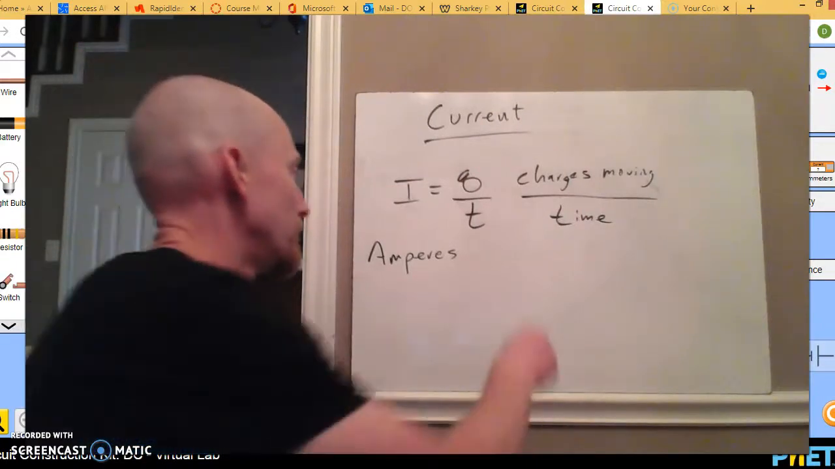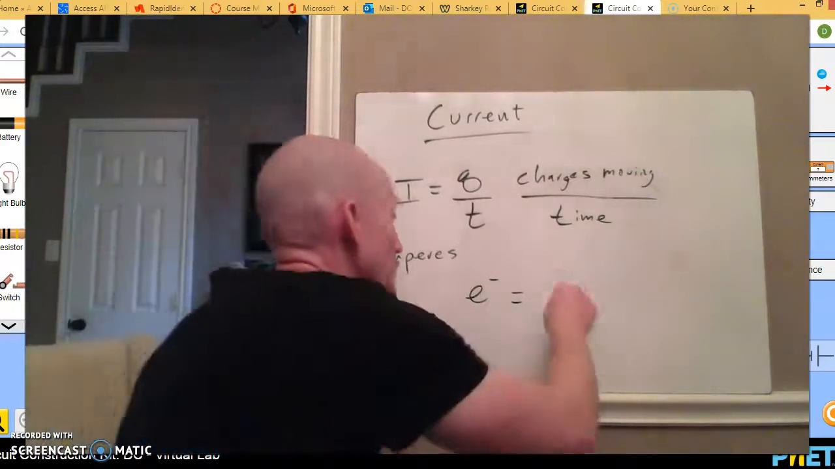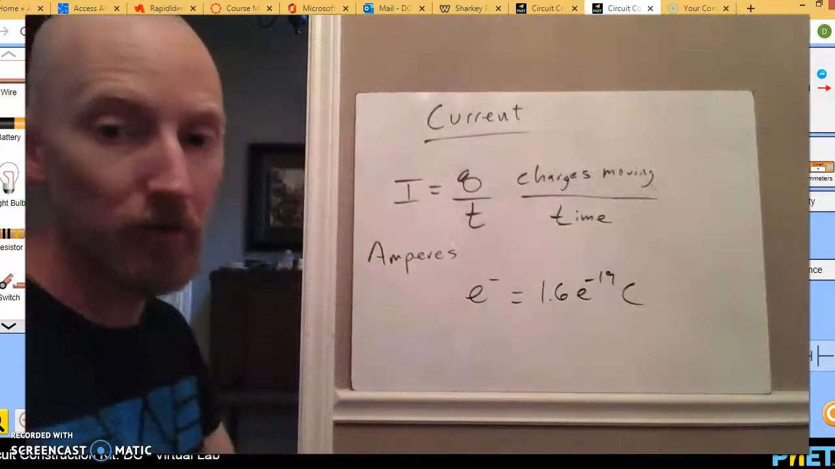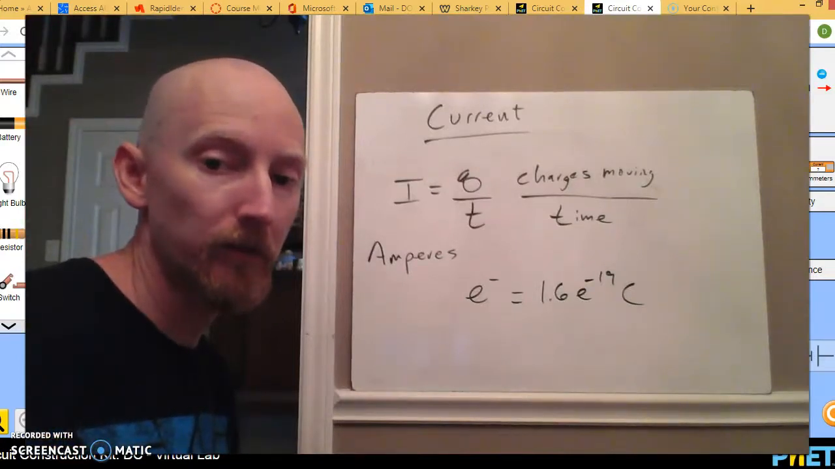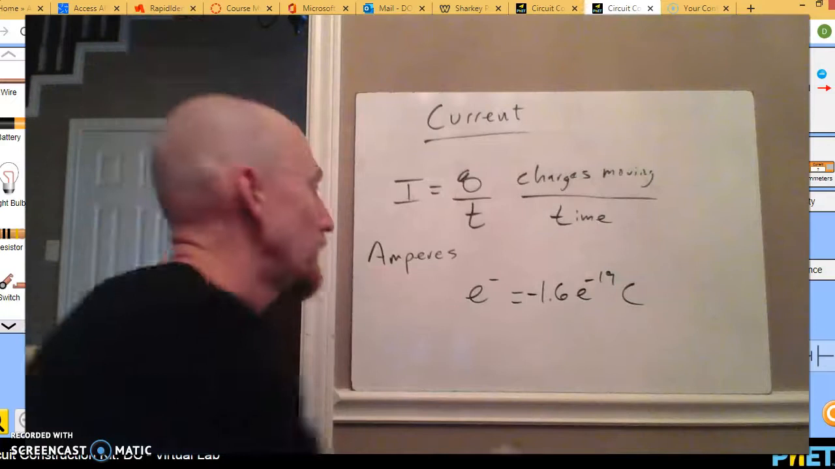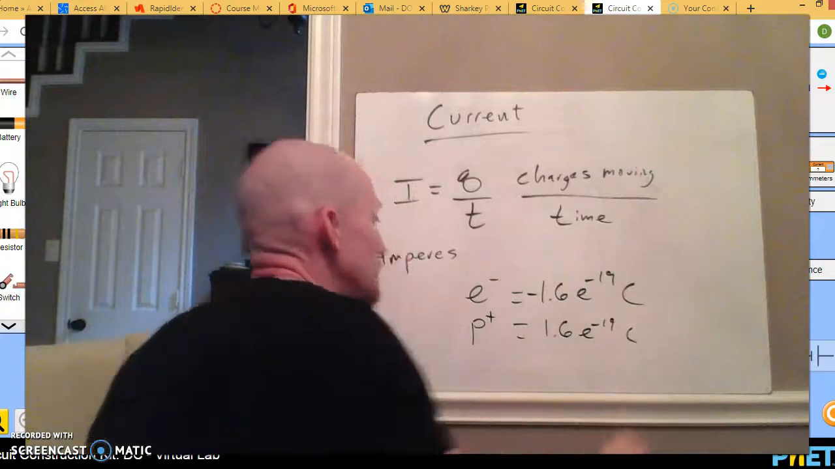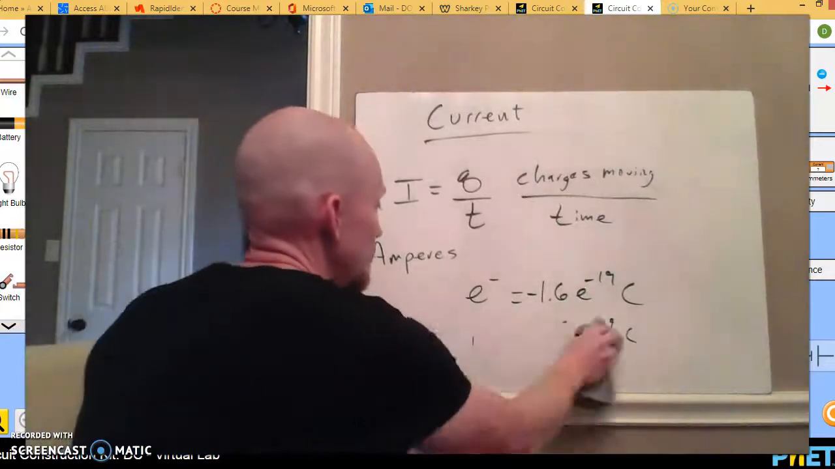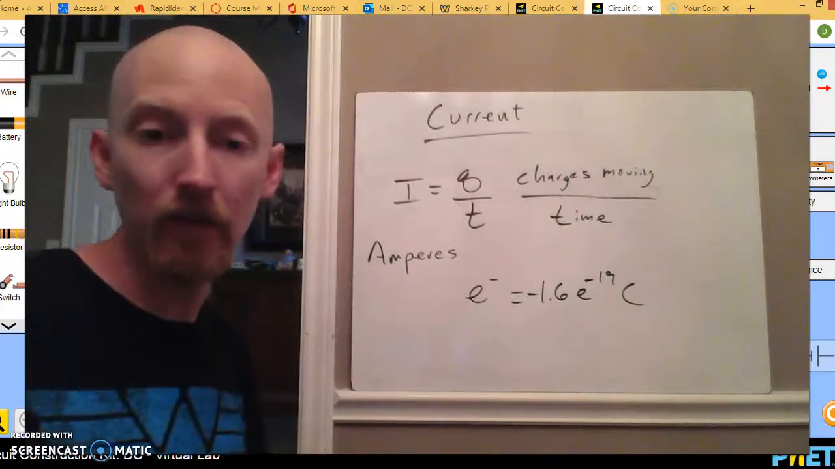The charge on an electron is known. So that's the charge of a single electron. 1.6 e negative 19, and actually it's negative 1.6 e negative 19 since it's an electron. If you have a proton, then it's positive 1.6 e negative 19, right? Usually when we're talking about current, we're talking about electrons moving. So let me just get rid of that proton real fast. So that's the charge per electron.